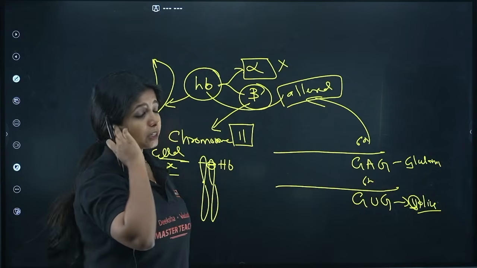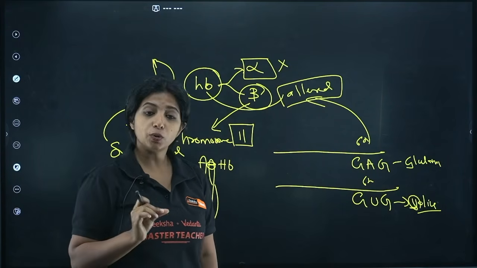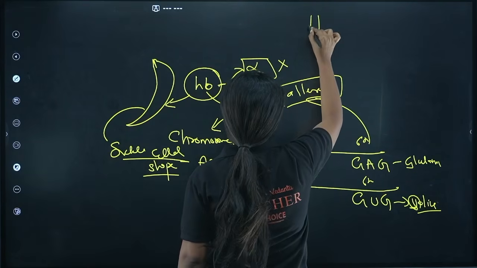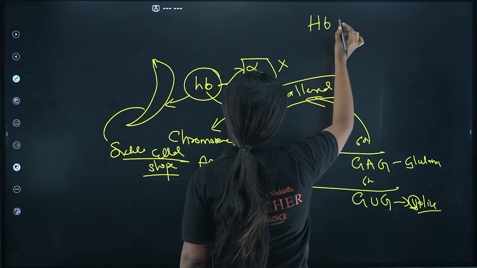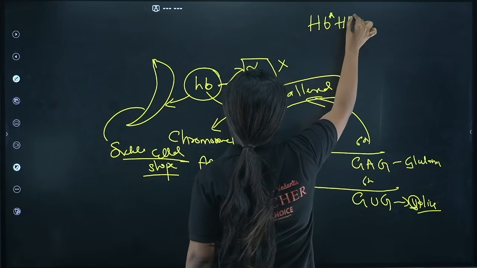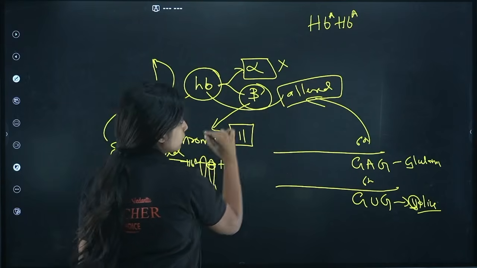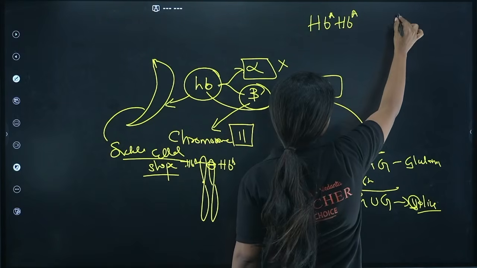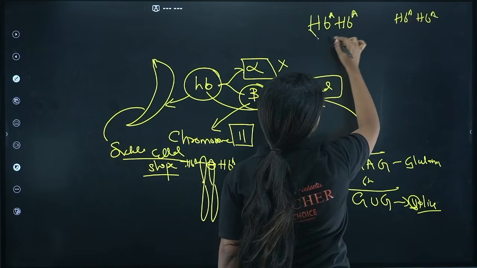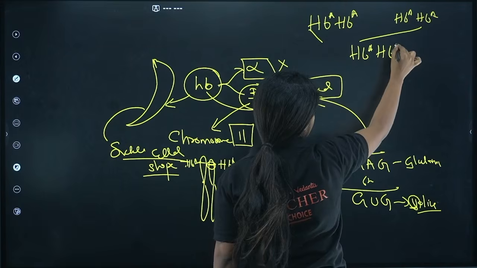Now, you need to understand one very important thing: how is it transmitted? As I told you, it's a recessive disorder. Suppose both the alleles are normal, from one parent and the other parent, both giving normal genes. Whatever you do, the combination would be like this only. That means you do not have any problem.